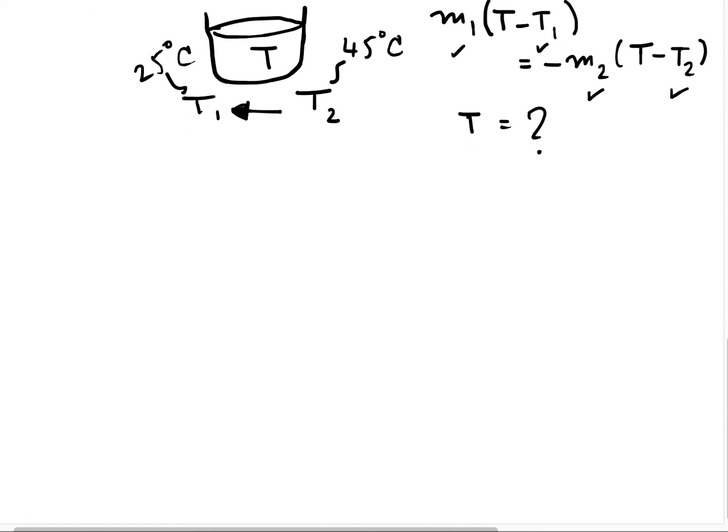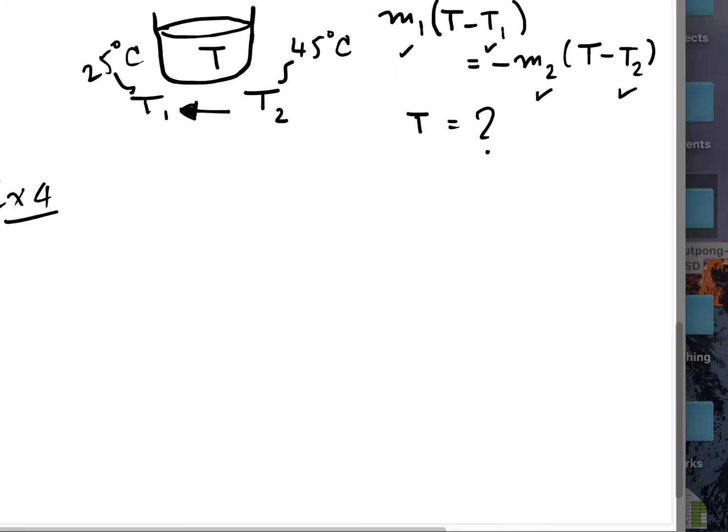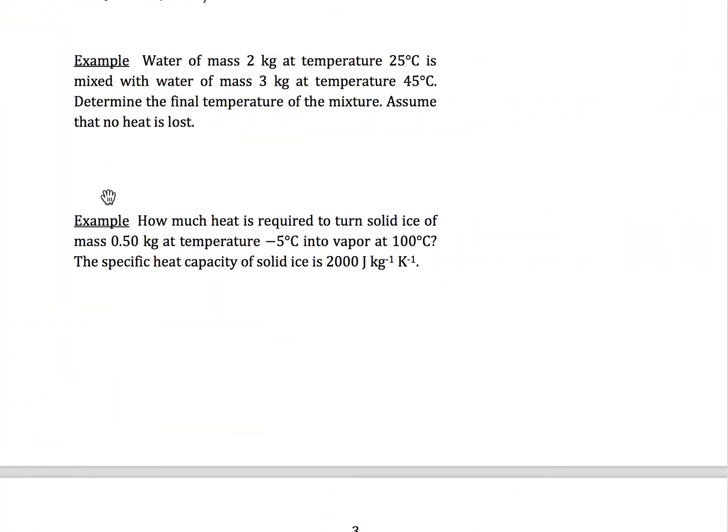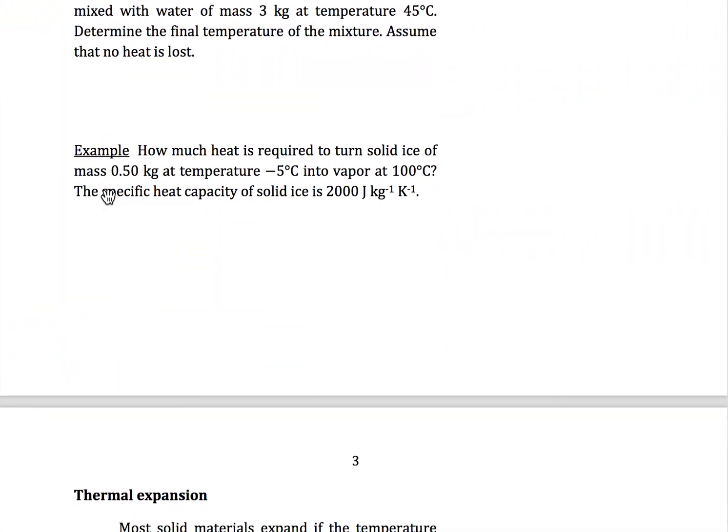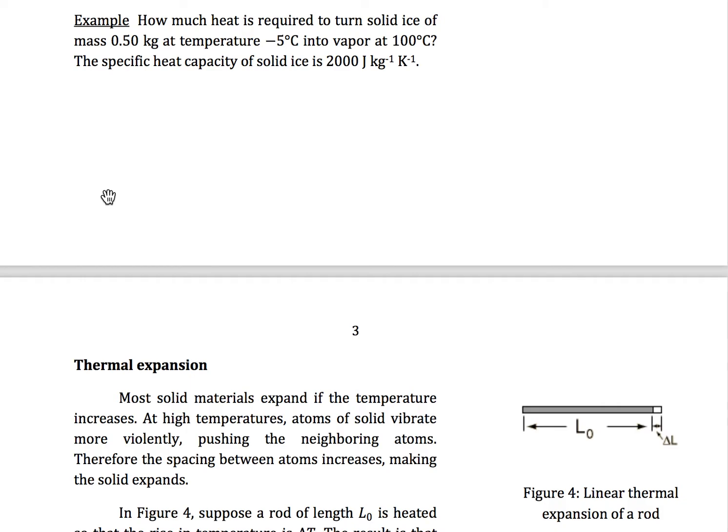Then we go to example number 4. How much heat is required to turn solid ice of mass half a kilogram at temperature -5 degrees into vapor at 100 degrees C? And the specific heat capacity of solid ice is 2000.